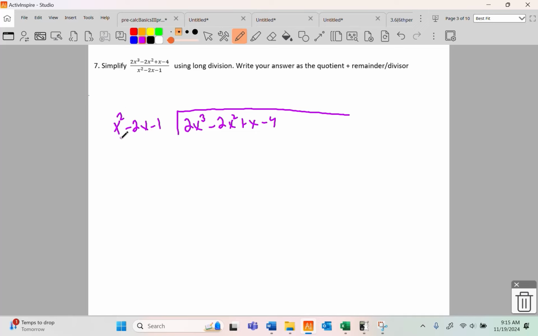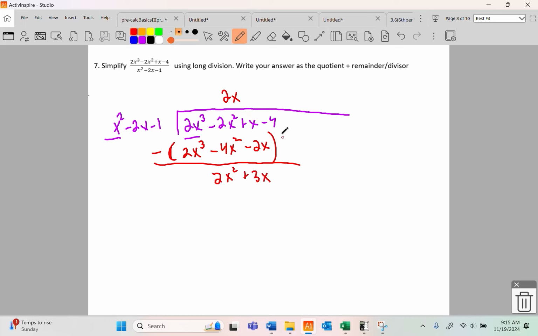To turn an x squared into a 2x cubed, I'm going to need to use a 2x. Because 2x times x squared is 2x cubed. And I have to use the distributive property. 2x times negative 2x is minus 4x squared. 2x times negative 1 is minus 2x. And I wrap before I subtract. The x cubes cancel. Negative 2 take away a negative 4 is 2. 1 take away a negative 2 is 3. And I'm going to go ahead and bring down that negative 4.